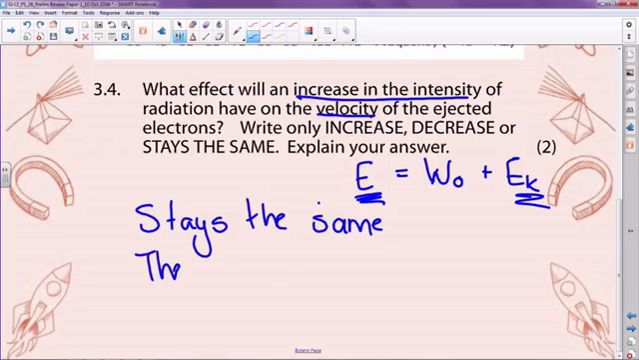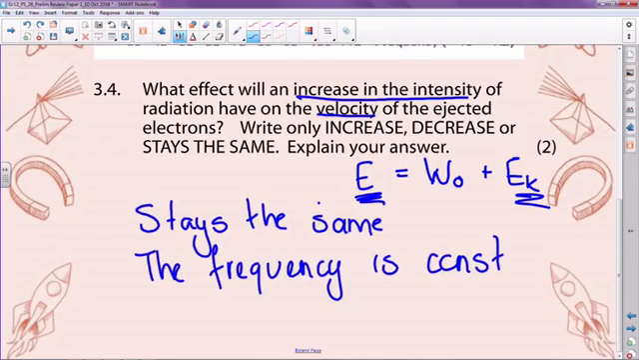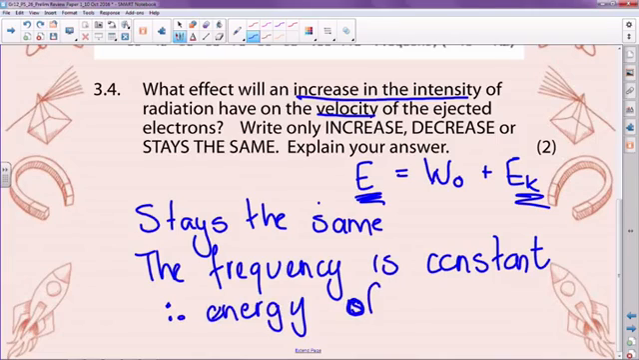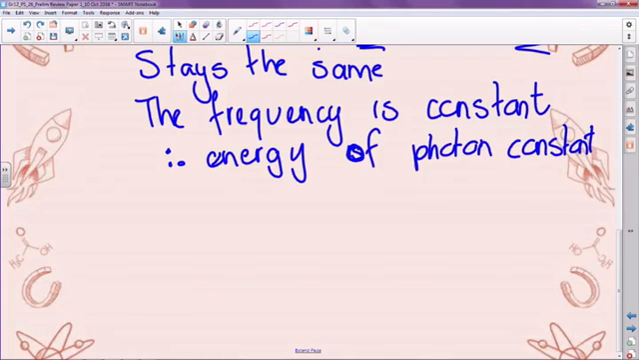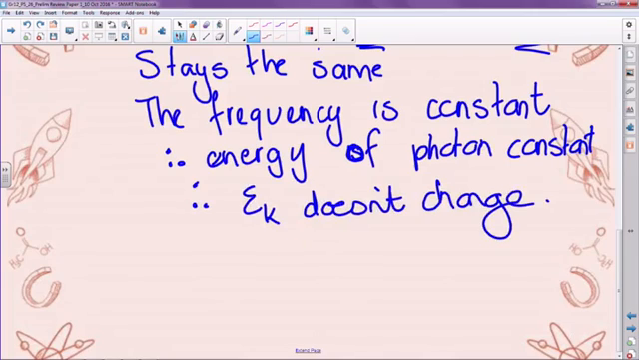The frequency is constant. Therefore, energy of the photon is constant. Therefore, EK doesn't change. Okay, very, very, very important.